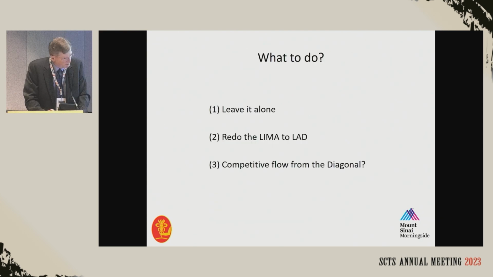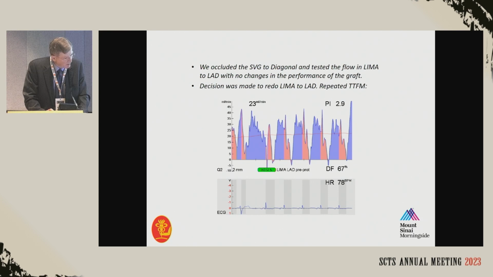So what are we going to do? Leave it alone? Redo it? Or is this competitive flow from that diagonal that had the unexpectedly large flow? I was betting on number 3. And this is the reason I'm showing this case, because we then went on to occlude the vein graft to the diagonal and then tested the flow in the LIMA. So now we don't have any competitive flow, and that did not change the performance of the LIMA graft, to my surprise and disappointment.